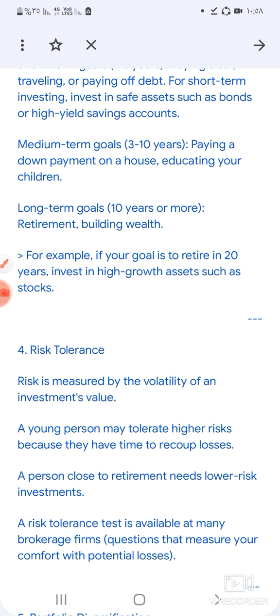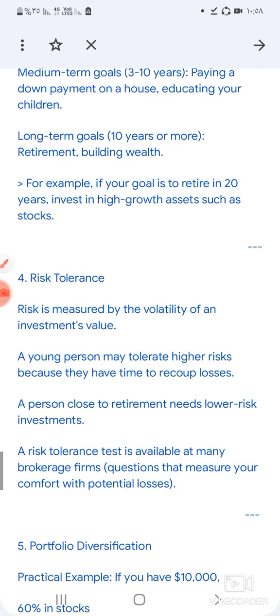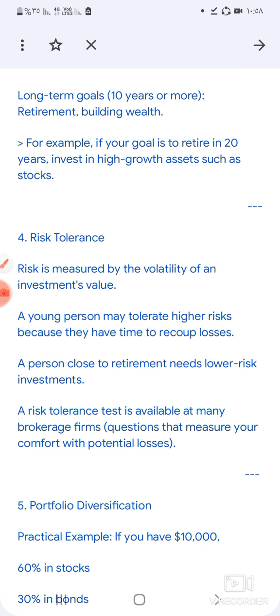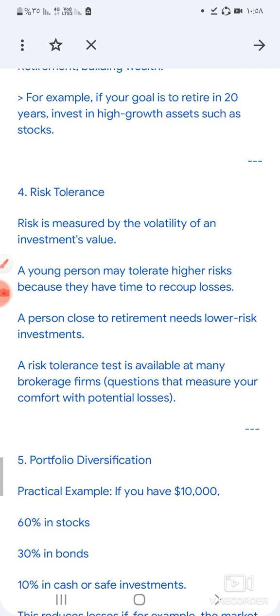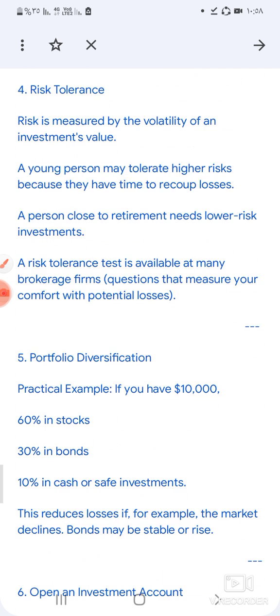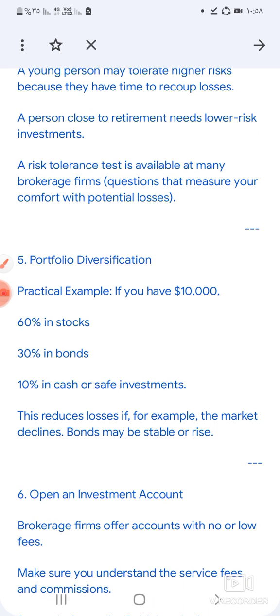4. Risk tolerance. Risk is measured by the volatility of an investment's value. A young person may tolerate higher risks because they have time to recoup losses. A person close to retirement needs lower risk investments. A risk tolerance test is available at many brokerage firms. Questions that measure your comfort with potential losses.